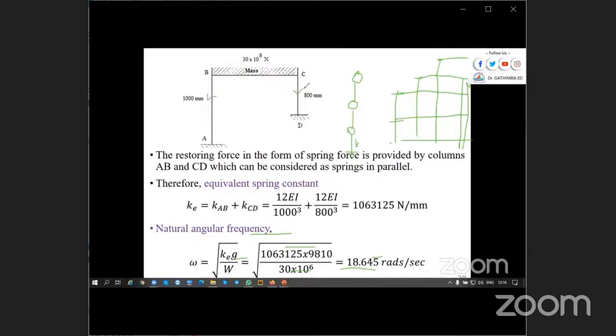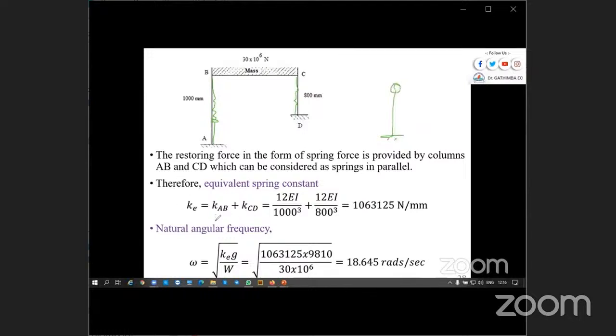So before we solve this, it's good you note a few things. You're saying this is like 2 springs. This is a spring in parallel, and then another one here. And then we are saying the equivalent spring stiffness is K_AB plus K_CD, so that we will end up having just one equivalent spring stiffness and lumped mass at this point.